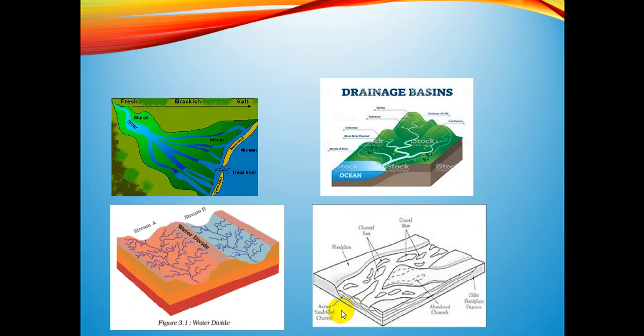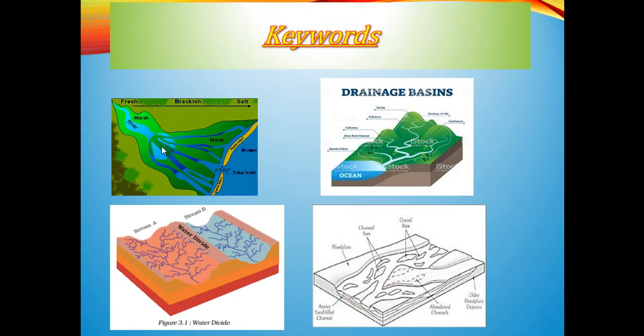Just see the next picture. It is related to the estuary. Now you can see it is a long arm-like structure that is moving towards the sea. And this long arm-like structure is having a funnel shape. This is the mouth of the funnel and this is the bottom of that funnel.